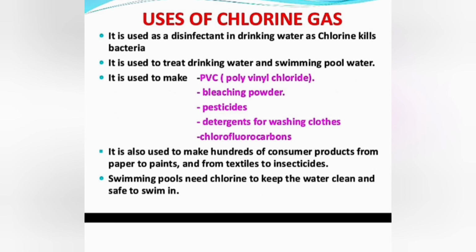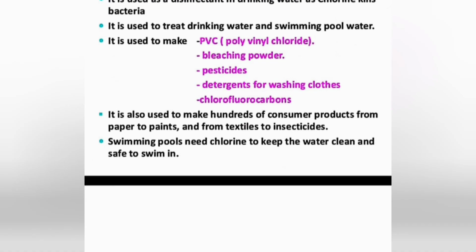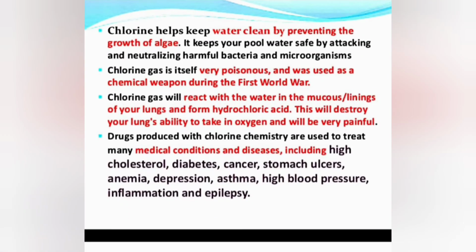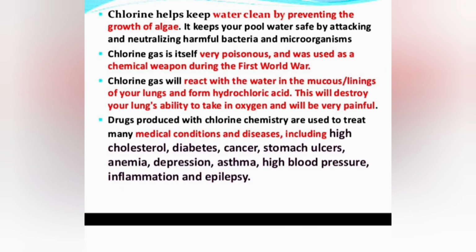It is used to make PVC. PVC stands for polyvinyl chloride, PVC pipes, that is. Then in bleaching powder, as pesticides, in detergents for washing clothes, and in CFCs, that is chlorofluorocarbons. It is also used to make hundreds of consumer products, from paper to pens and from textiles to insecticides. Swimming pools need chlorine to keep the water clean and safe to swim in. Chlorine helps keep water clean by preventing the growth of algae. It keeps the pool's water safe by attacking and neutralizing harmful bacteria and microorganisms.